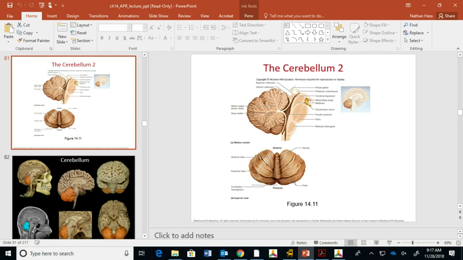And I'm assuming when we see our brains, you should be able to see this very nicely. This nice arbor vitae, as they call it, the tree of life.